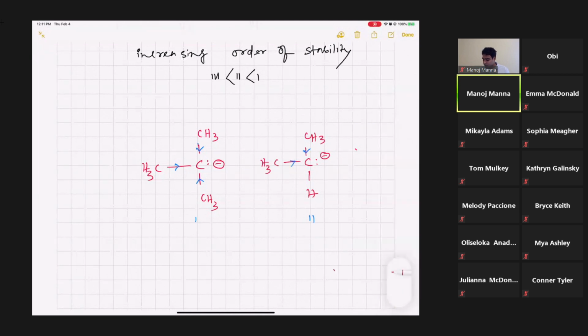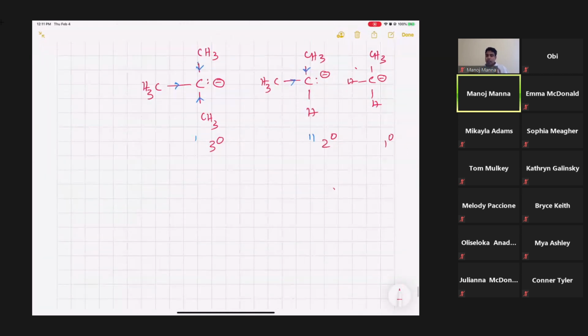Then 1 degree, CH3, negative charge, hydrogen. That's why you order it this way: this is 3 degree, this is 2 degree, this is 1 degree carbanion, and that's the stability order. It is just opposite to carbocation stability. We know that a 3 degree carbocation is more stable than 2 degree, but here a 1 degree carbanion is more stable than 2 degree, and 2 degree is more stable than 3 degree carbanion. Is it clear, everybody? Any questions, anybody?